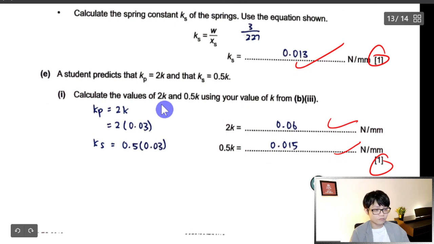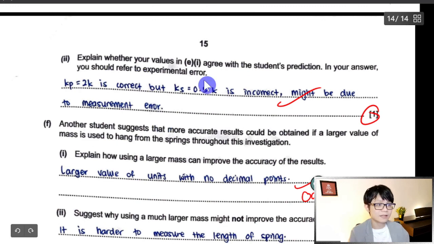Calculate the value of 2k and 0.5k using your value from B3. So again, the student follows the formula 2k and 0.5k, and gets this answer. Okay, 0.06 N/m, k constant 0.015, so you get it correct. Explain whether the values agree with the student's prediction. Okay, kp equal to k is correct, but kf equal to 0.5k is incorrect. It might be due to measurement error. So this is the keyword. If the student says due to measurement error, you will get 1 point.